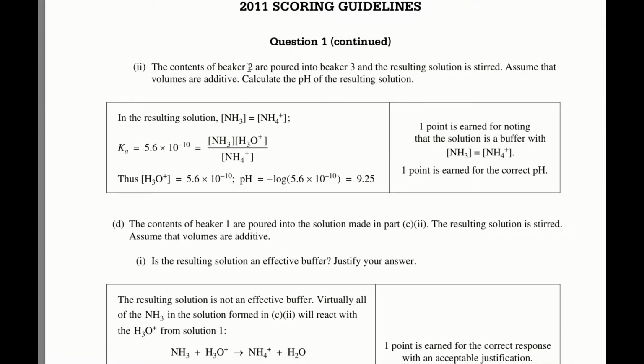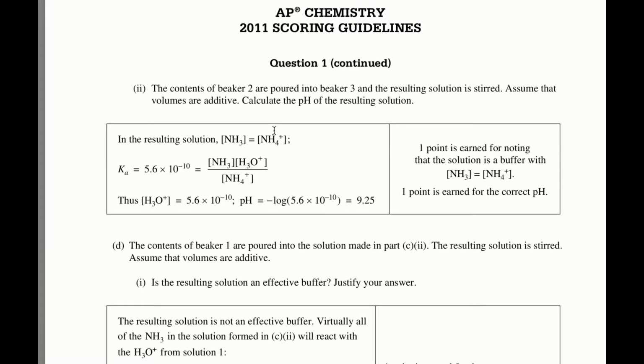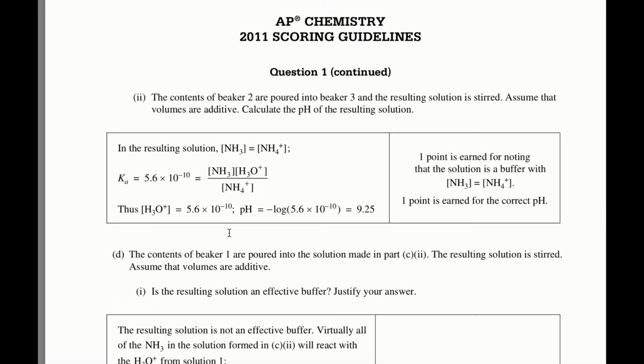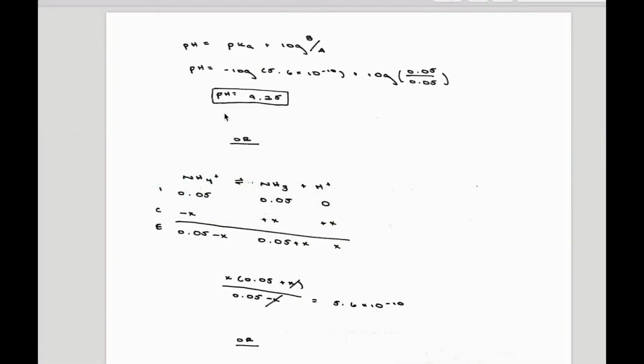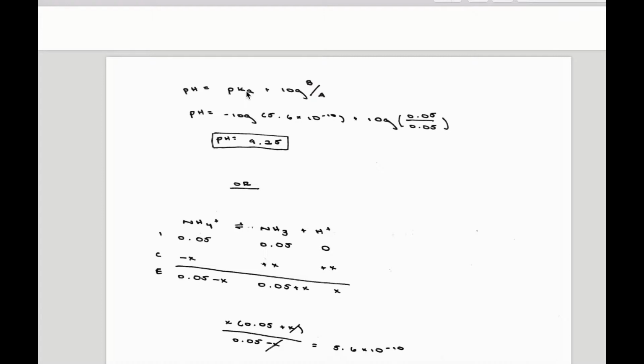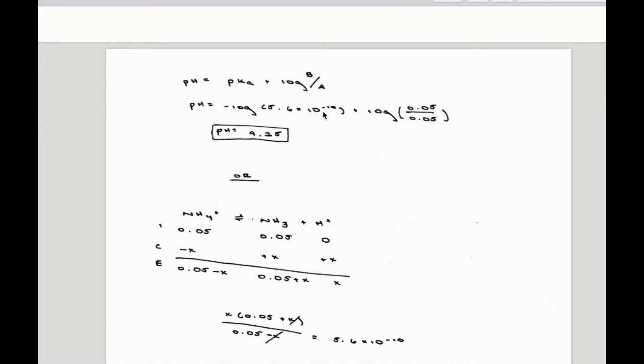So since you're combining a weak acid and a weak base, what you can do, and they don't actually show this here, but there are 3 different ways of doing this. The easiest for me, and the way that I would prefer to do it, is actually just using your Henderson-Hasselbalch equation. So here I know that since I have my weak base and my weak acid, I can just take the negative log of 5.6 times 10 to the negative 10th, add that to the log of the concentration of the base over the concentration of the acid.